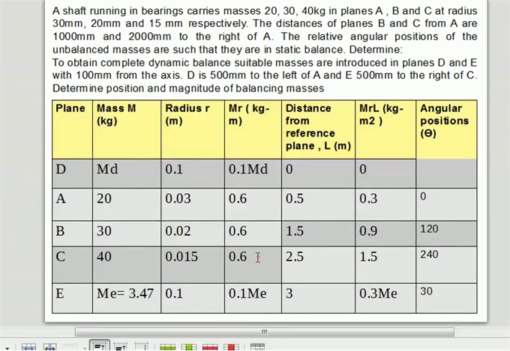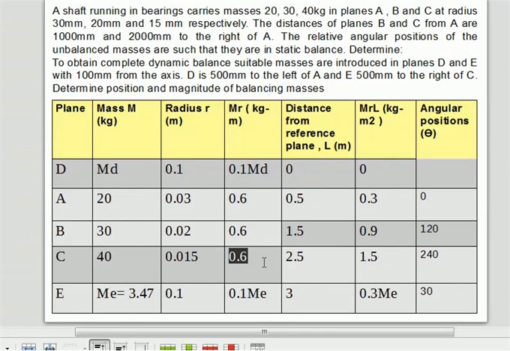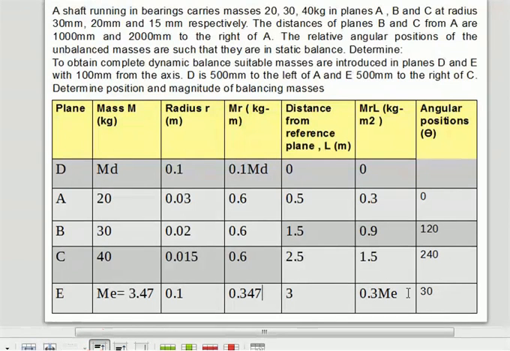And length of the third line, it is 0.6 again, inclined at 240 degree. But if I construct this 0.6 inclined at 240 degree, what happens is this triangle will be closed. So instead of going for 0.6 now, we'll go for next value 0.1 times me. So 0.1 times me, you will get 0.347. When you multiply value of me, you will get this value 0.347. And its inclination is 30 degree.